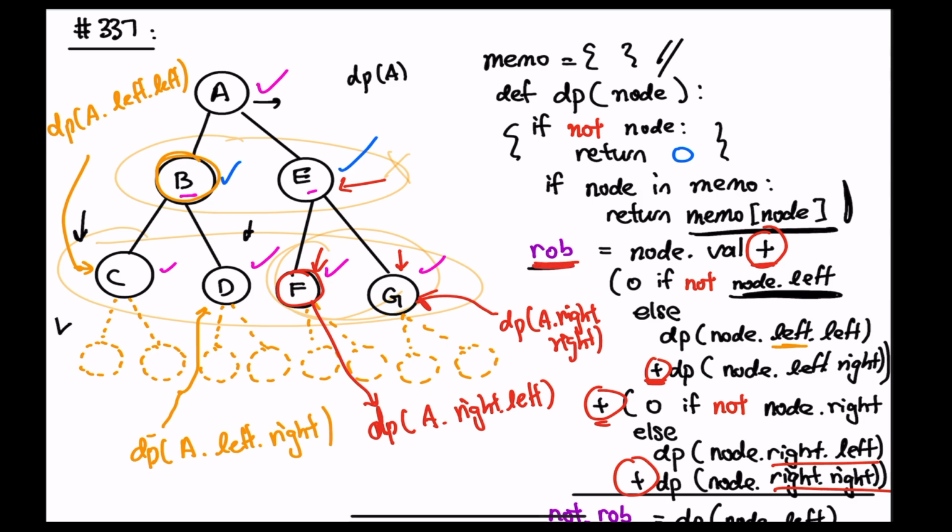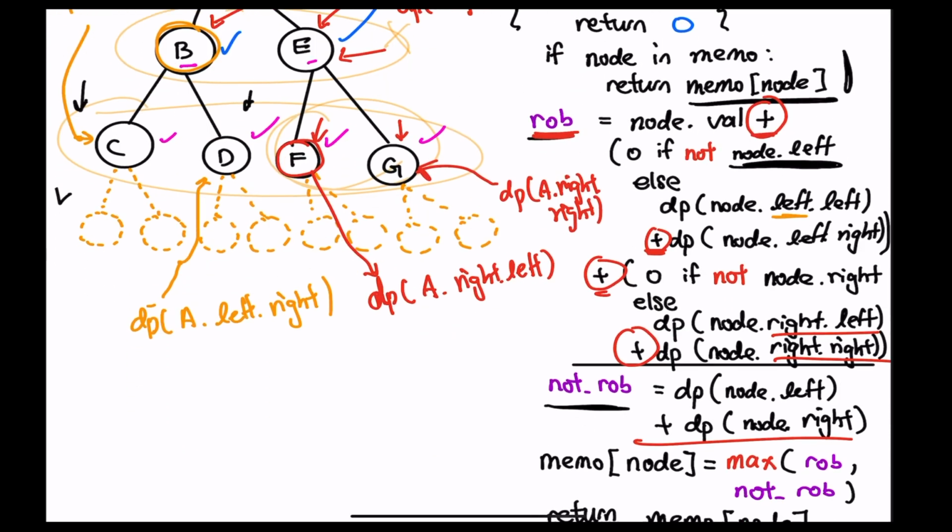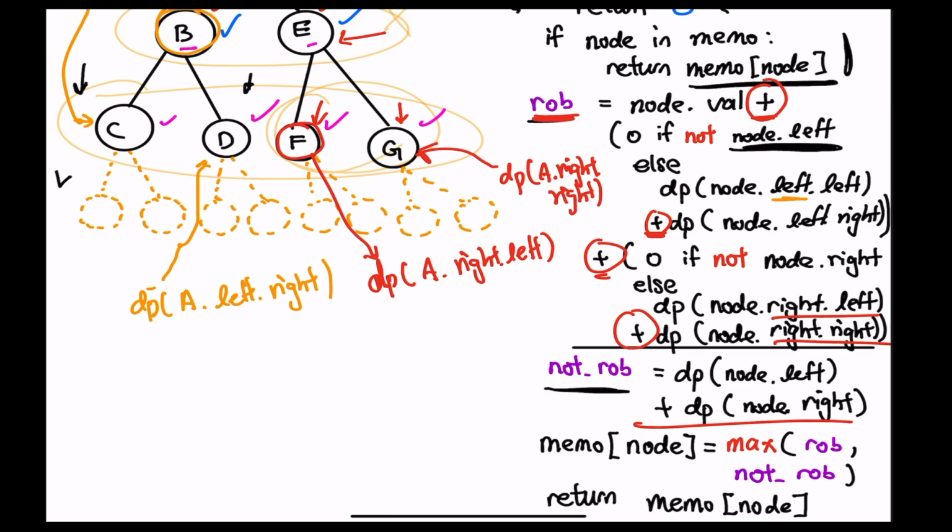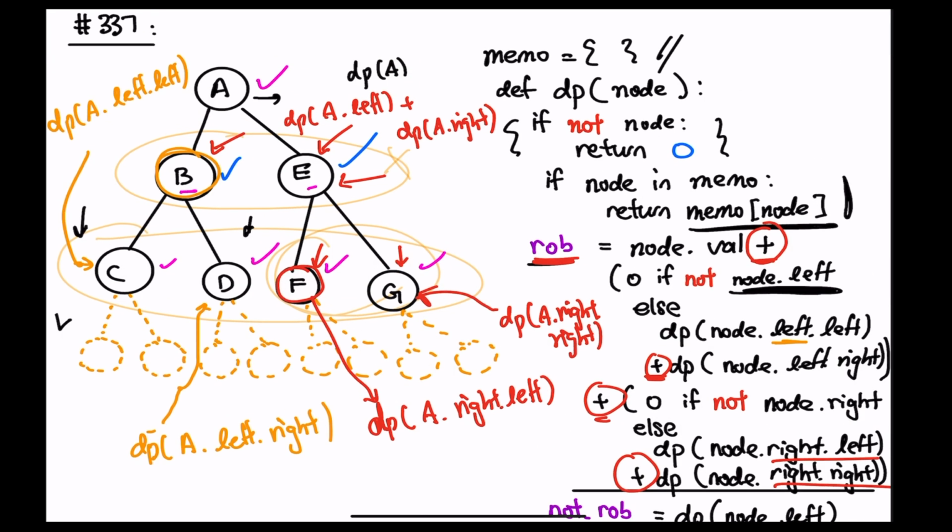You also have a choice not to rob house A. In that case, you take these two guys, right? So there will be dp of A dot left plus dp of A dot right. So that's this guy, and then we have to take the maximum of those two. We take the maximum of either rob or do not rob, and that will be the value of this memoization table. So memo of node will be equal to whatever maximum value we get from these two, and then we return that. That's the memoization approach for this problem, and let's look at depth first search.